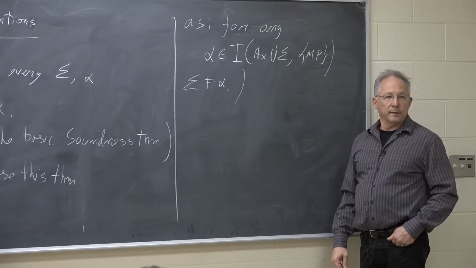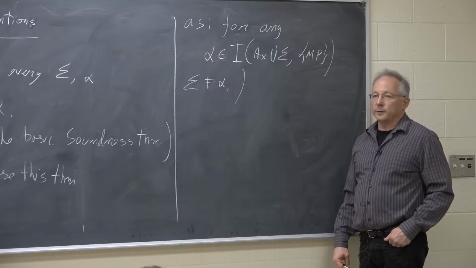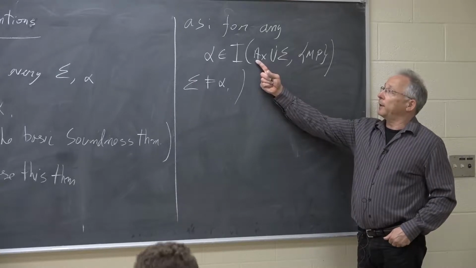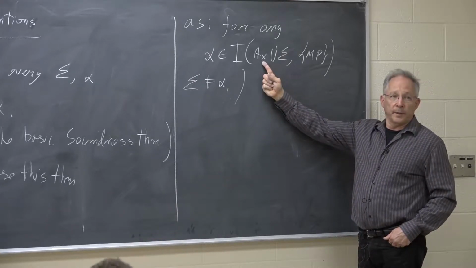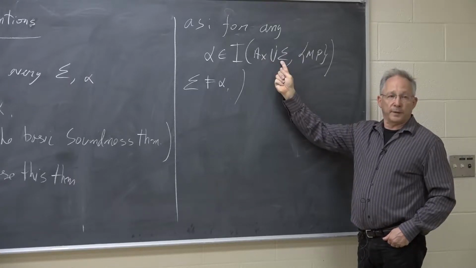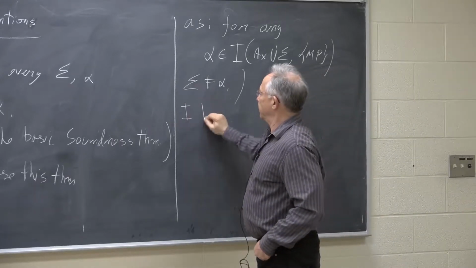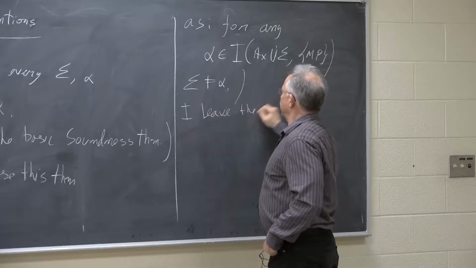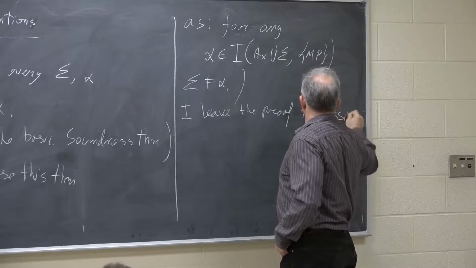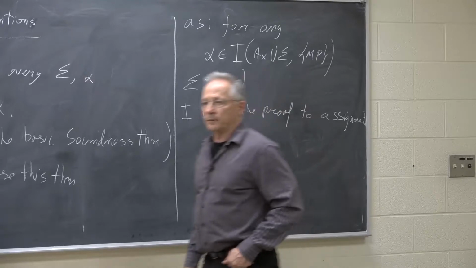Once I rephrase it like this, it is very clear that the natural approach is a generalized induction. And it's going to be very similar to the proof that we did last time of the usual soundness. The only difference is that earlier we only had one base case, an axiom. Now I have two types of base cases: either it is an axiom or it is a member of sigma. So I leave the proof to the assignment. But it's basically the same proof that we've seen.